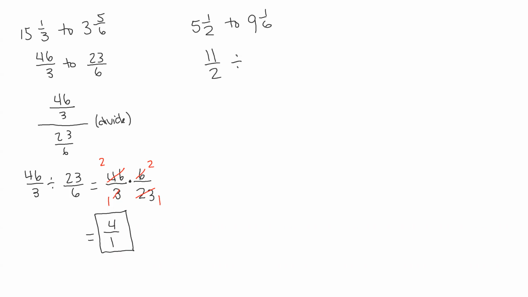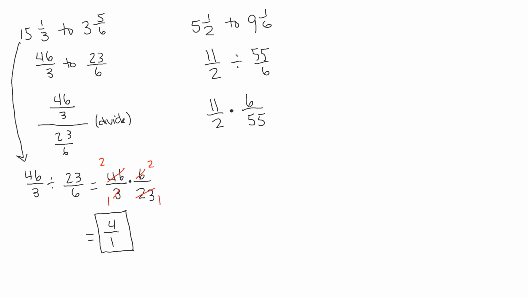And I'm just going to jump straight to division. For 9 and 1/6, 9 times 6 is 54, plus 1 is 55. So what we really have here is 11 halves divided by 55 over 6. I'm jumping from here straight to here. So the first fraction stays the same, and then we multiply by the reciprocal of the second fraction.